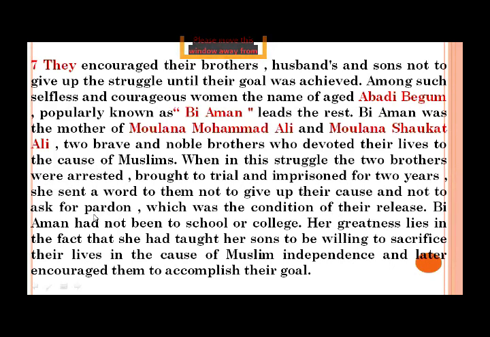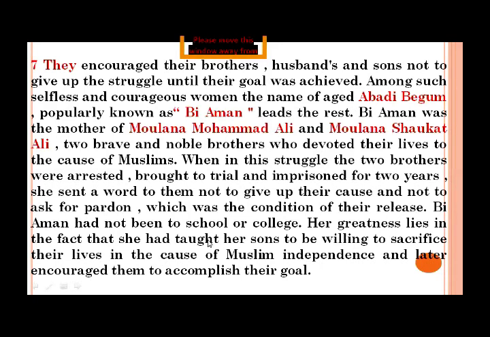Pardon means forgiveness, which was the condition, because they were given a chance to ask for pardon and on this condition they could be released. But she said, no, you cannot do so. She sent an order, a very strict order as a mother.